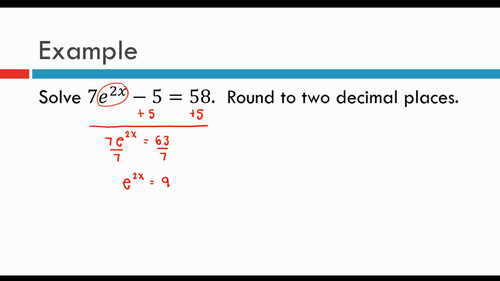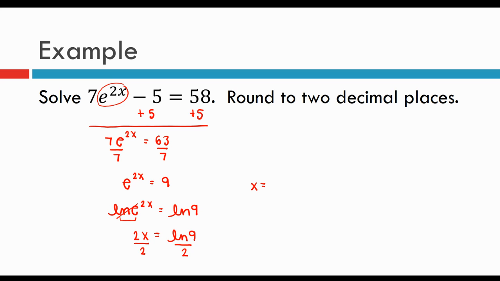63 divided by 7 is 9. Okay, so now that we've isolated the base by itself, I'm going to take the natural log of both sides. All right, notice that because we have the natural log and then a base of e, these are inverses of each other, and so those are going to cancel. That's going to just leave you with that exponent of 2x. This still equals the natural log of 9. And then the last step is to divide both sides by 2. Remember, when we are dividing, we'll do the natural log of 9, close the parenthesis, and then divide by 2.